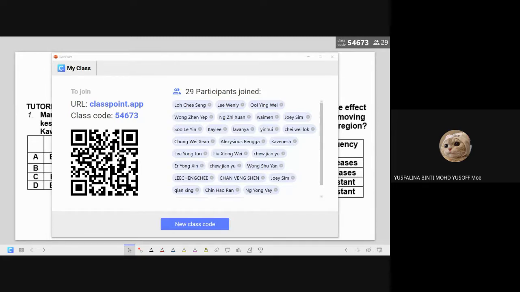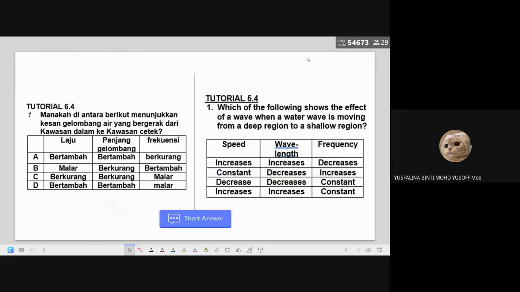So if you cannot join, what you can do, you just see the screen. I will share the screen on the Google Meet. Okay. So we move on. For those who cannot join, so 29. Maybe you have an internet problem or something, or maybe my internet. Maybe class point server. I'm not sure. So let's try to answer for this one first. If the problem still happen, then we just use the normal PowerPoint, right?